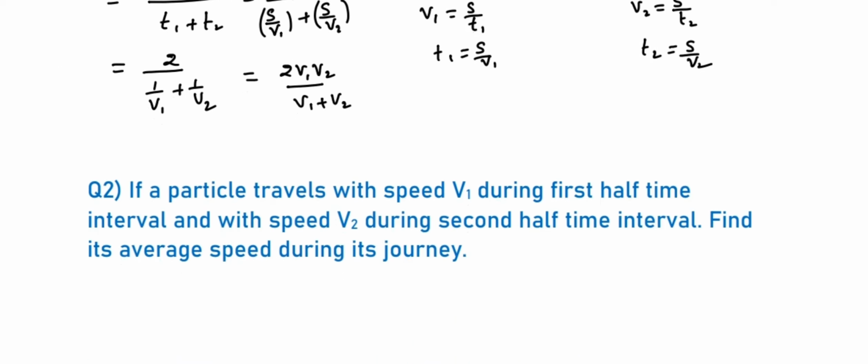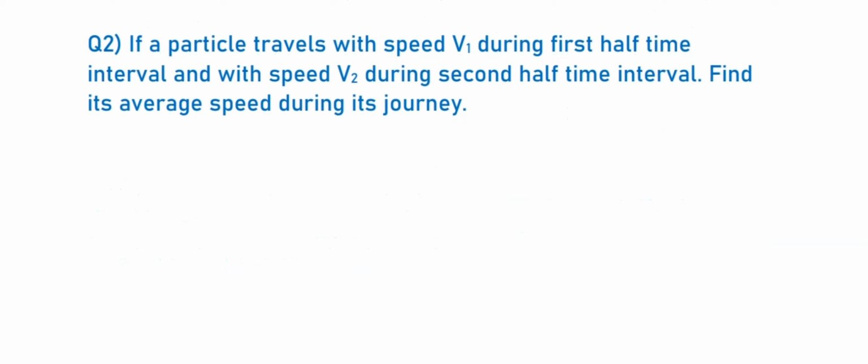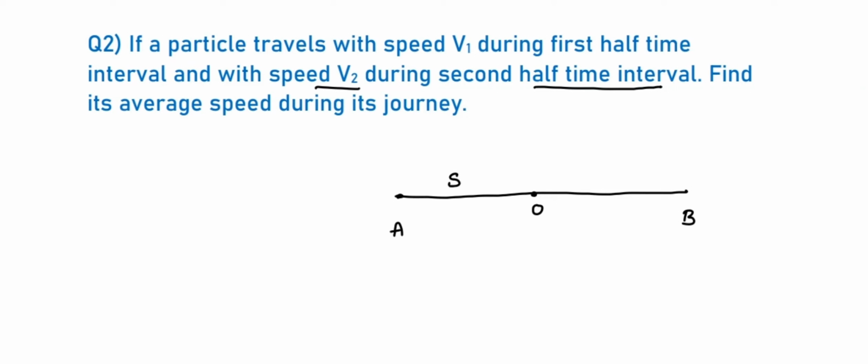Coming to the second problem. If a particle travels with speed v1 during the first half time interval and with speed v2 during the second half time interval, find the average speed. Here we can take the situation same as the previous. So the total distance is AB, and here we are not dividing the distance, we are dividing the time. So A to O can be taken as S1, O to B can be taken as S2, and from A to O the speed of the particle is V1, O to B the speed of the particle is V2.